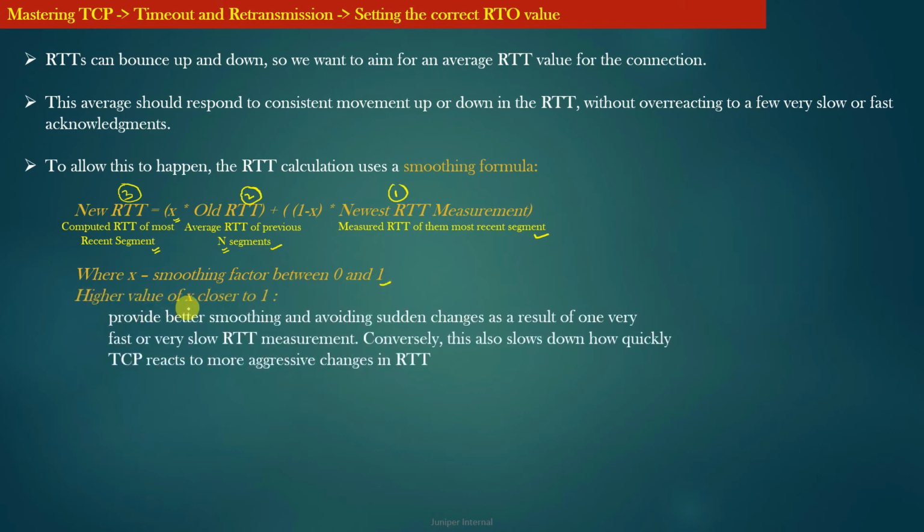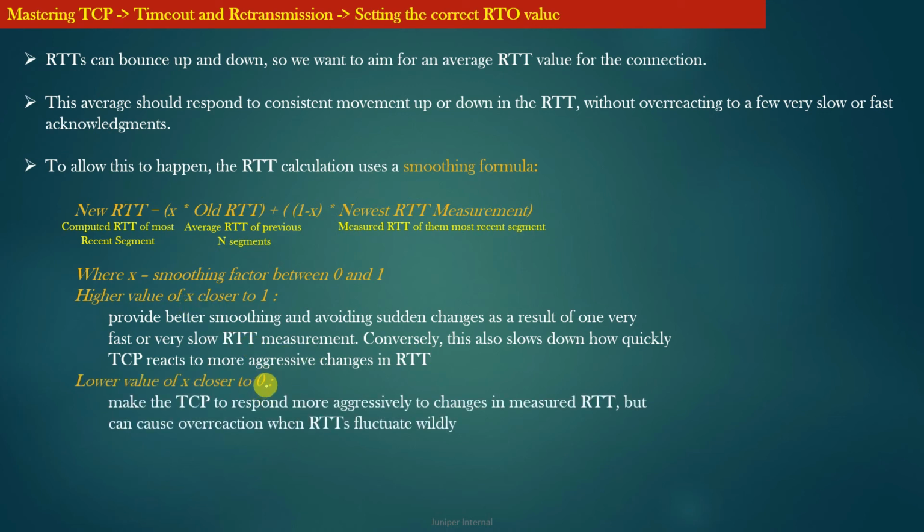A higher value of X, which is closer to 1, provides better smoothing and avoids sudden changes as a result of one very fast or very slow RTT measurement. Conversely, this also slows down how quickly TCP reacts to more aggressive changes in the measured RTT of most recent segments. But if the value of the smoothing factor, that is X, is closer to 0, it makes TCP respond more aggressively to changes in the measured RTT of recent segments. But at the same time, it can cause overreaction when RTTs of most recent segments fluctuate wildly.